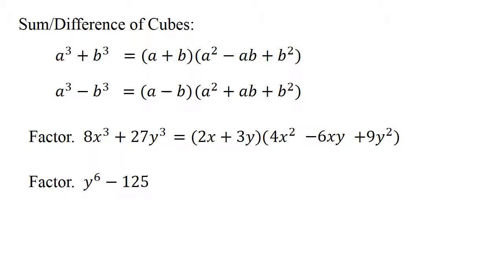If I have y to the 6 minus 125, again, 125 is 5 to the third power, 5 cubed. Y to the 6 is a y squared times a y squared times a y squared, so y squared being cubed. So this first binomial expression is y squared minus 5, and again, square the y squared, that gives you y to the 4th, square the negative 5, that gives you positive 25. In the middle, it's y squared times negative 5, opposite sign, so positive 5y squared.